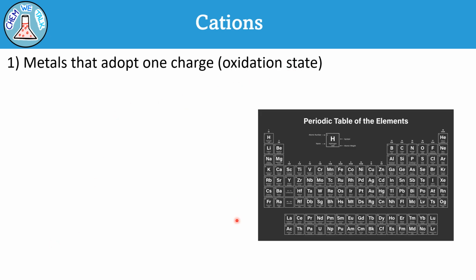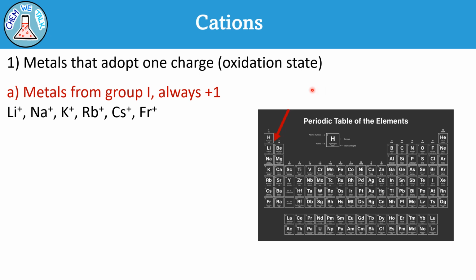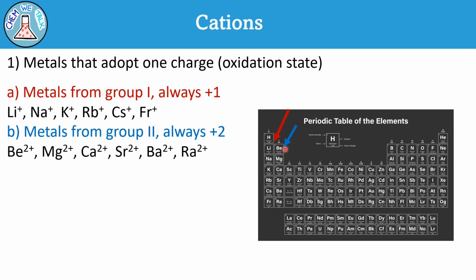Okay, so we have a periodic table right here. And we're going to start with group 1A. Just looking at the metals, remember hydrogen is in group 1 or group 1A, but it's not a metal. Okay, so metals from group 1 are always going to be +1. So lithium, sodium, potassium, rubidium, cesium, francium, always going to be +1. Same rule applies for group 2, but instead of being +1, they're going to be +2. So all the metals from group 2 are going to be +2.